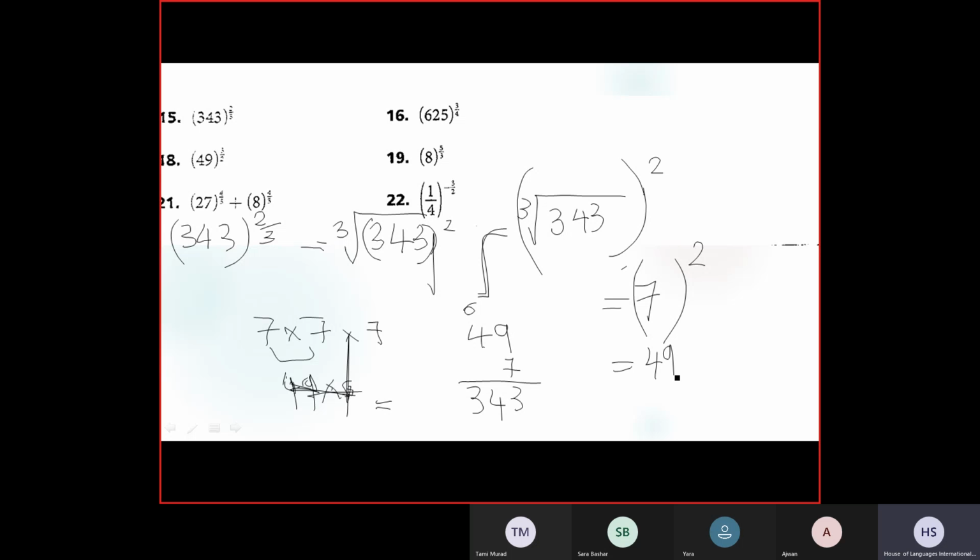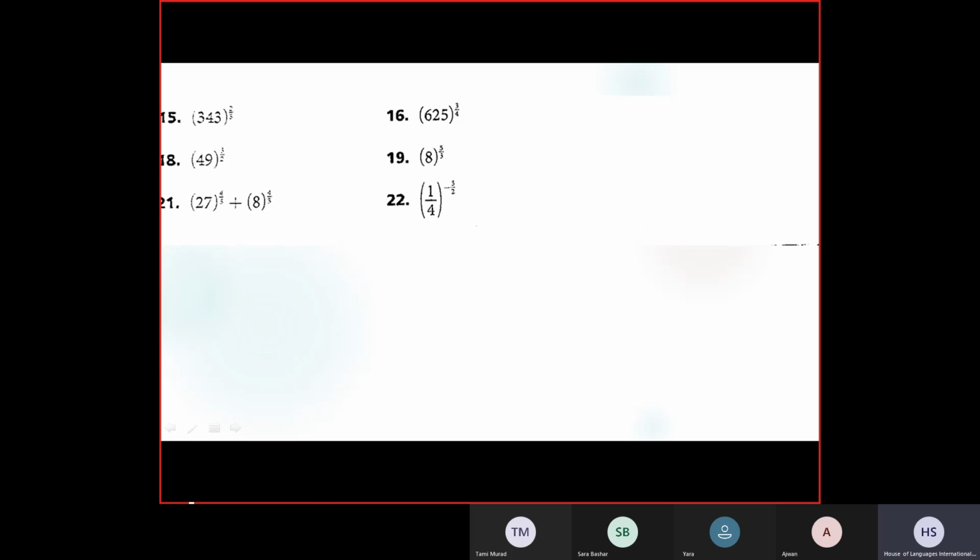I'm waiting. Did you finish writing? Okay. Now number 16 with you. But if we say square root, it means 2. We have to say fourth root. Now, what is the number that you multiply 4 times and you get 625?